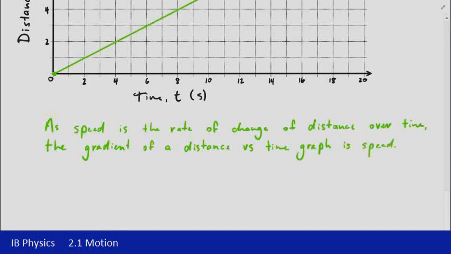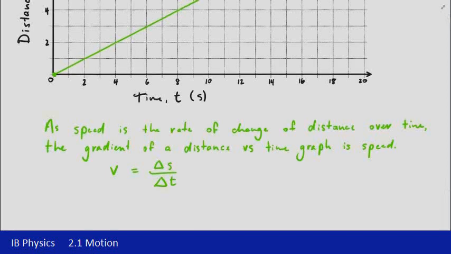So if we were to write that mathematically, we'd say that the speed v is equal to the change in the vertical axis, or the rise, over the run, which would be the change in the horizontal axis, in this case the time. So our speed equation could be represented as the change in distance over the change in time.